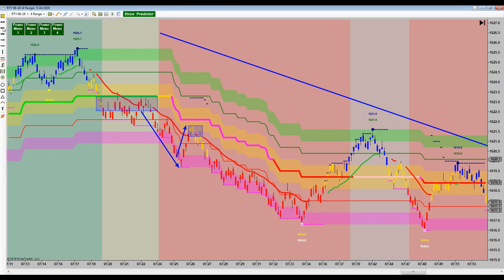Remember what we said on the long entry? It has to pierce the stealth and line 6. So in that case, the long entry has to come into here as a minimum. The opposite is true on the short. It has to pierce line 2 and the red stealth to have enough depth to take it.